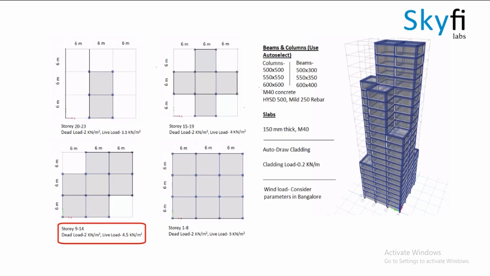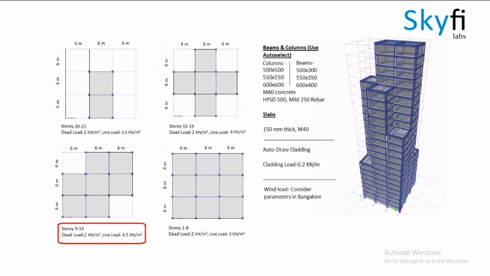Now I am going to design and analyze the 23-story building. Here the question is given. Since the lateral loads are different, we have different stories. For stories 1 to 8, and for different stories, we have different live loads.